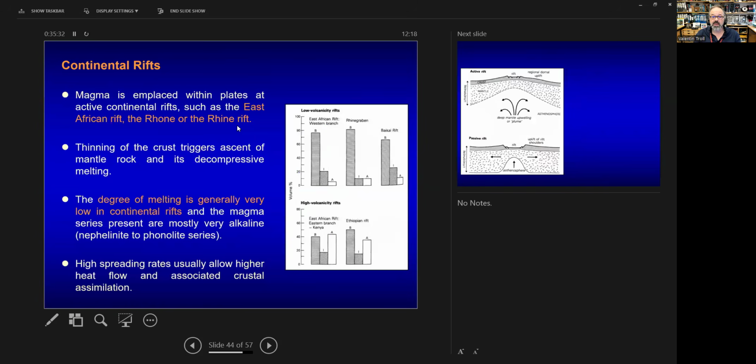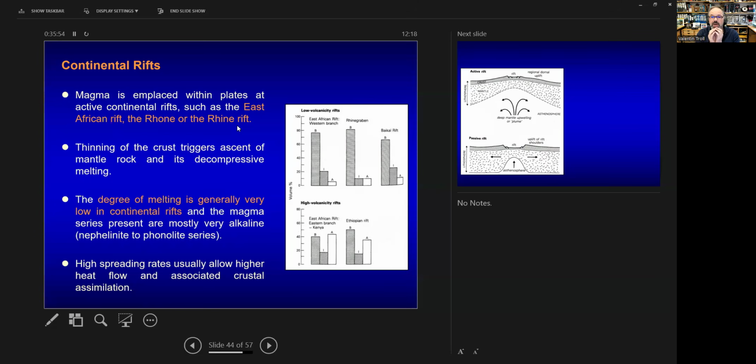When we look at a last tectonic setting, it's the continental rifts, and we have them, for example, in the East African rift or the Rhône or Rhine rift. That's where we get super alkaline, and there we have a very low degree of partial melting. This is in incipient rifts. These are forming rifts, if you will.